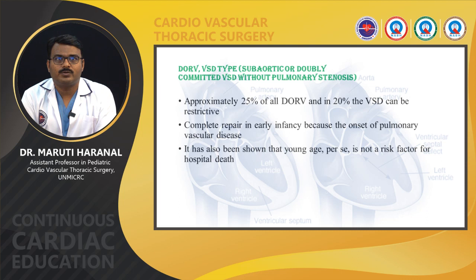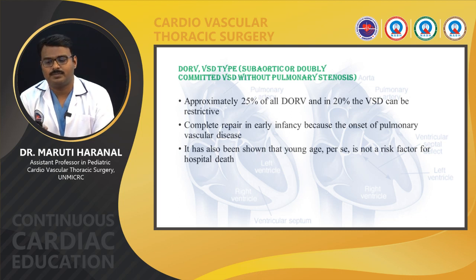Let us look into individual VSDs. DORV with subaortic or doubly committed VSD without pulmonary stenosis, which approximately account for 20% of all DORVs, and in 20% of these cases the VSD can be restrictive. Complete repair is attempted in early infancy because of the early onset of pulmonary vascular disease. It has also been shown that younger age per se is not a risk factor for hospital death.